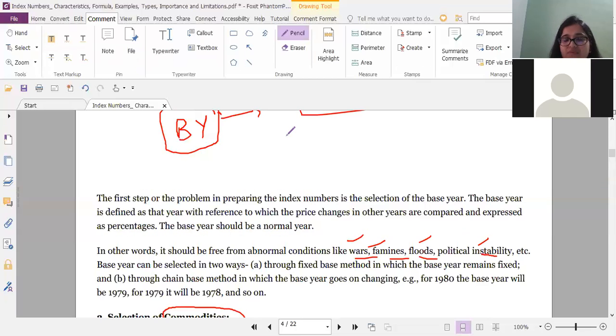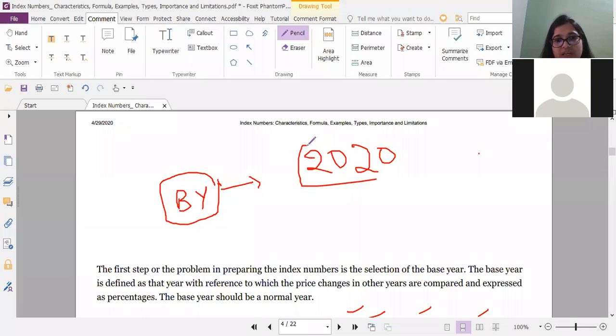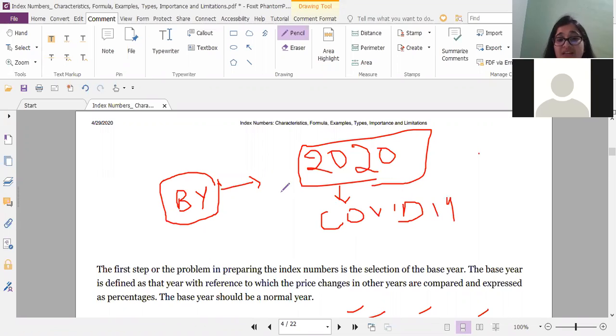For example, this year 2020 cannot be taken as base year in the economy at all, because here we are going through a crisis. In 2020 we are facing this crisis of COVID-19, right? So this is a disaster. This is also one type of disaster. So this year can never be taken as base year. This you must remember.